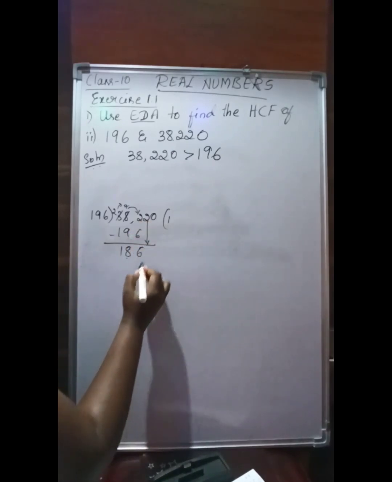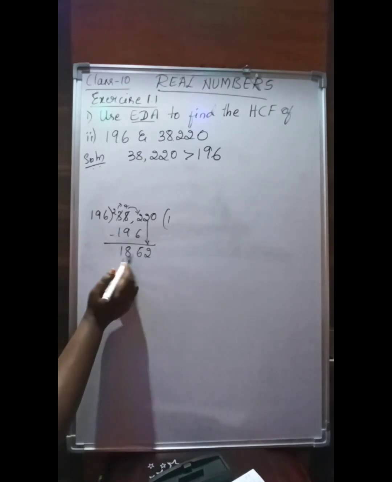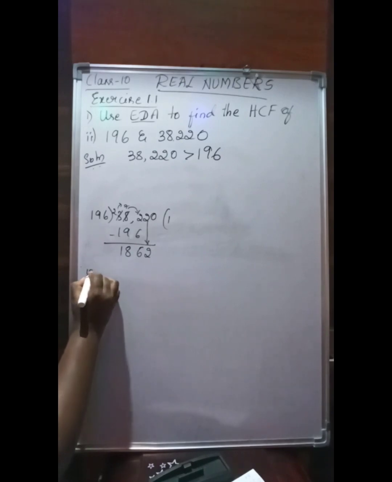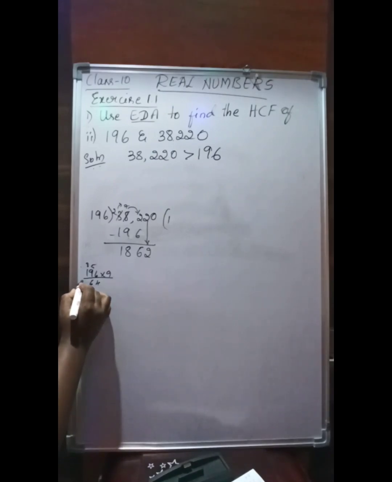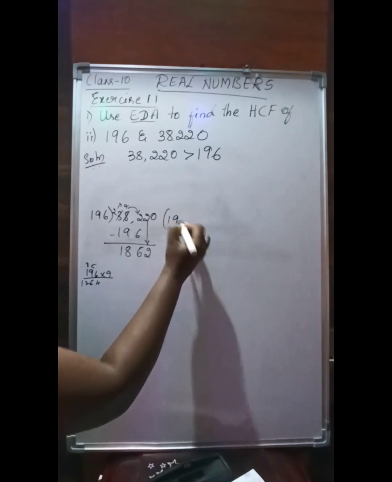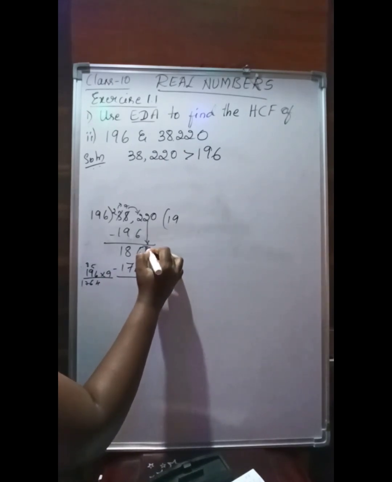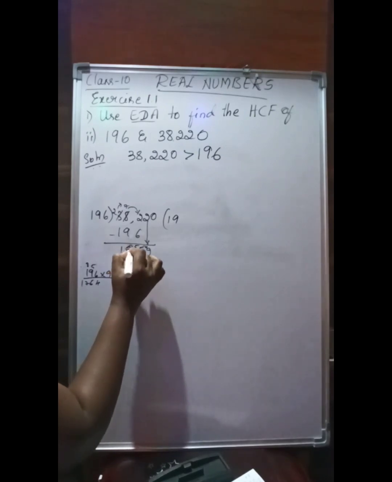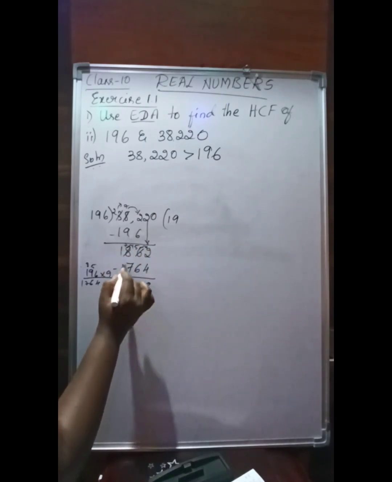So bring 2 down. Now think, if you consider 196 into 10, it is very near, like 1900 something will come. So try to consider 196 into 9. 9 sixes are 54, 9 nines are 81 plus 5 is 86, then 9 ones are 9 plus 8 is 17. So 196 into 9 is 1764. Now subtract this one. 2 minus 4 is not possible, take one borrow, it becomes 12, 12 minus 4 is 8. 5 minus 6 is not possible, take one borrow, it becomes 15, 15 minus 6 is 9. Then 7 minus 7 is 0 and 1 minus 1 is 0.